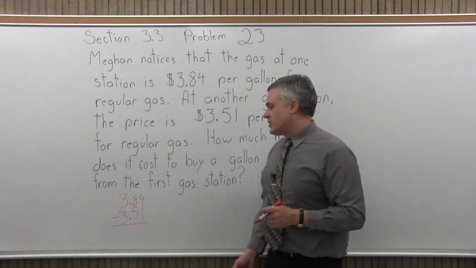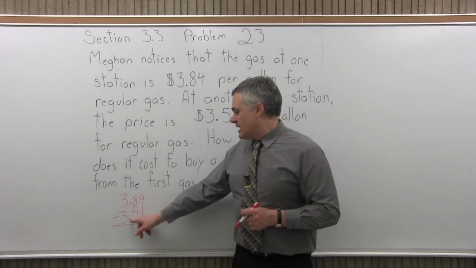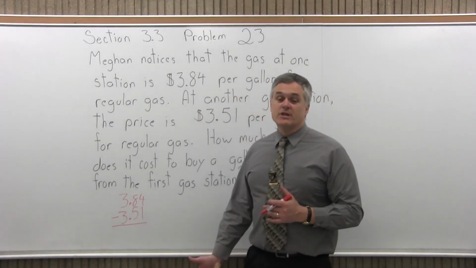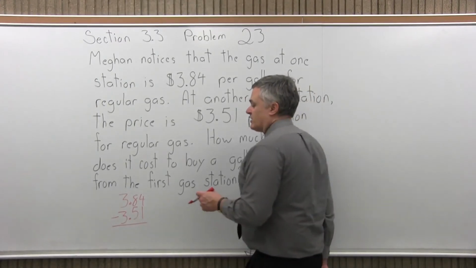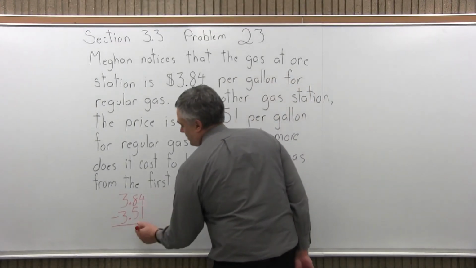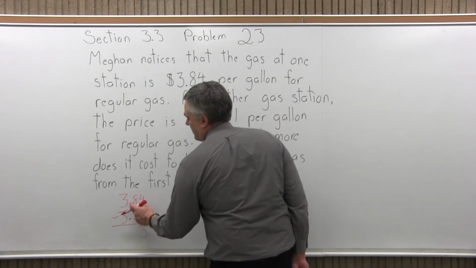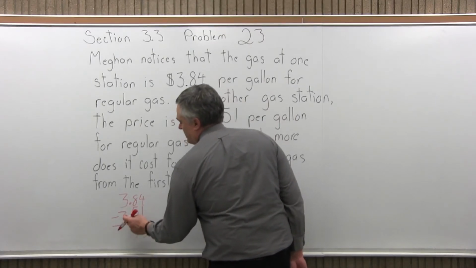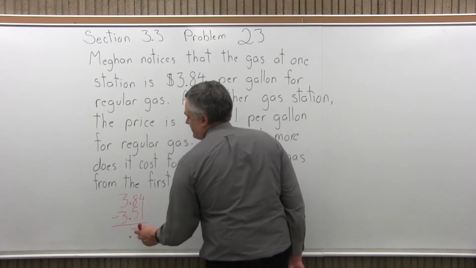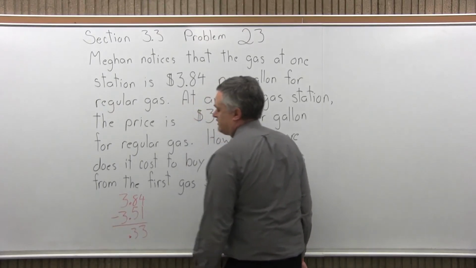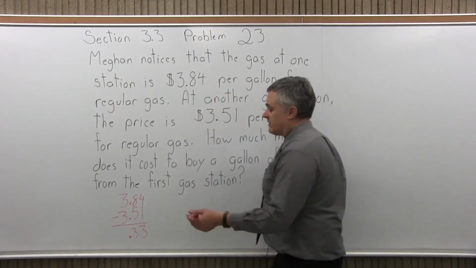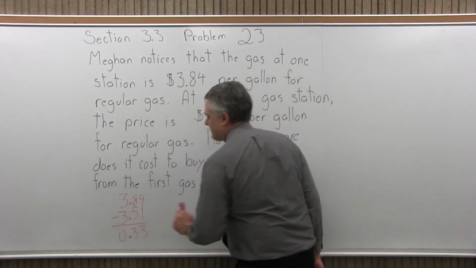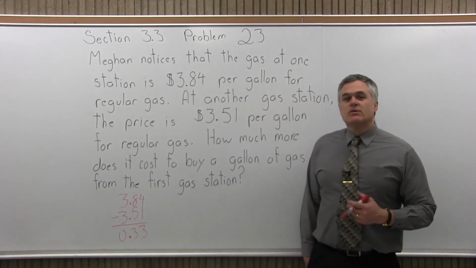Now when I write a subtraction for anything with decimals, I want to make sure that the decimals line up vertically, and in this case they do. So I can go ahead and subtract. 4 minus 1 is 3. 8 minus 5 is also 3. The decimal comes straight down, and then 3 minus 3 just cancels off. Or you can put in a 0 if you like. So the answer is 0.33.